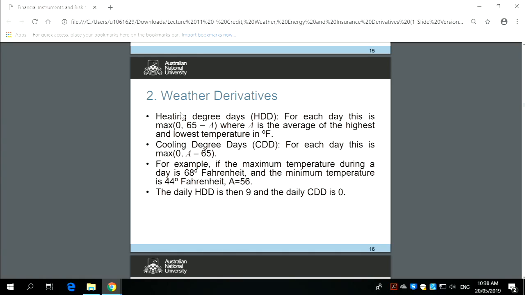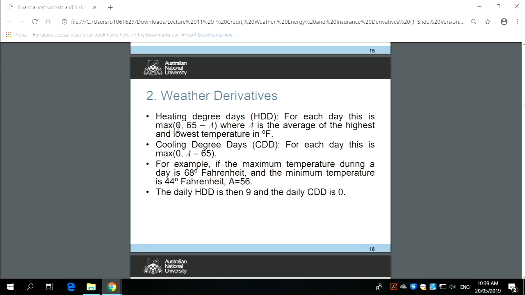So the way this option works is we have an initial value minus this capital A. First, let me talk about this initial value. This initial value actually means 65 degrees Fahrenheit. If you translate that into Celsius, 65 Fahrenheit is about 18 to 19 degrees Celsius.